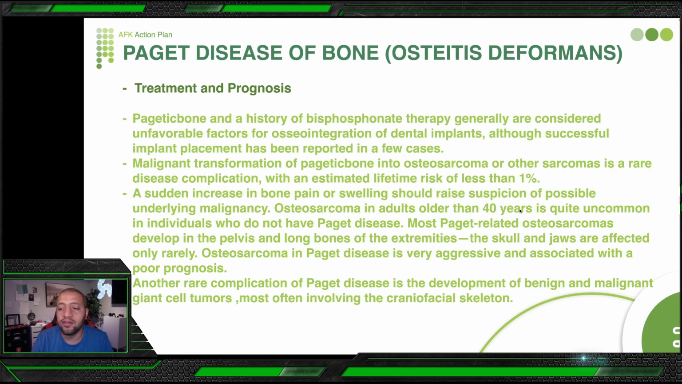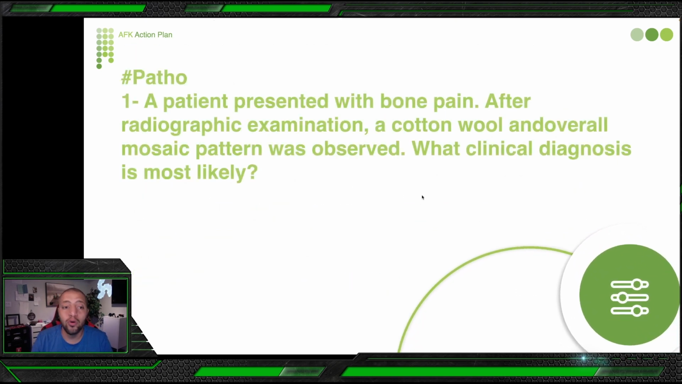Osteosarcoma in adults older than 40 is quite uncommon. Most Paget-related osteosarcomas develop in the pelvis and long bones of the extremities. Another rare complication of Paget disease is the development of benign or malignant giant cell tumors, most often involving the craniofacial skeleton. And that was all for Paget disease.